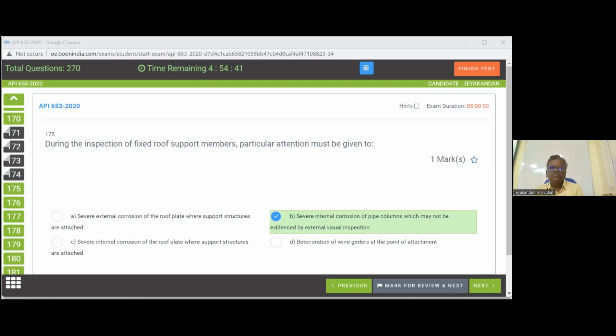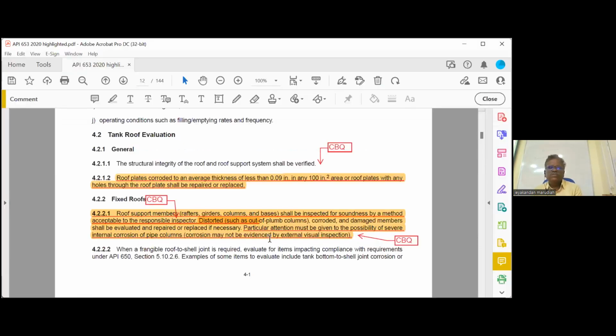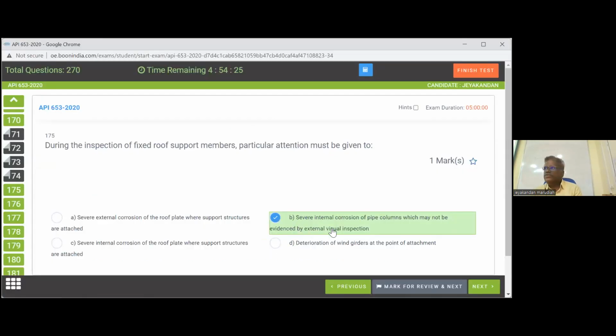Same 4.2.2.1. Particular attention must be given to possibility of severe internal corrosion of pipe columns. Corrosion may not be evidenced by the external visual inspection. Page number 4-1. Okay, so the answer is B.